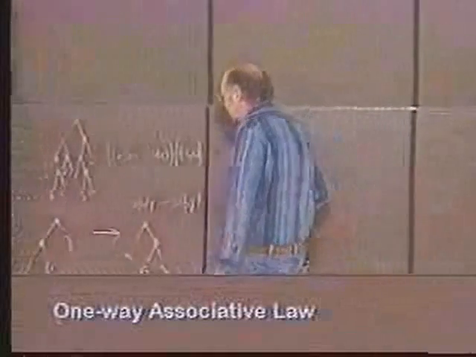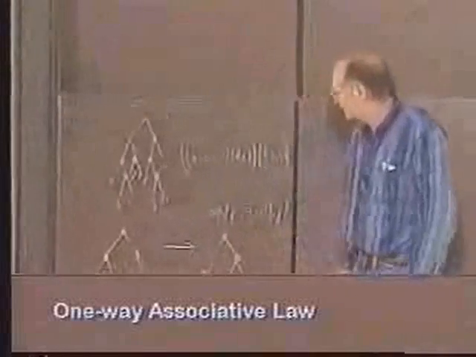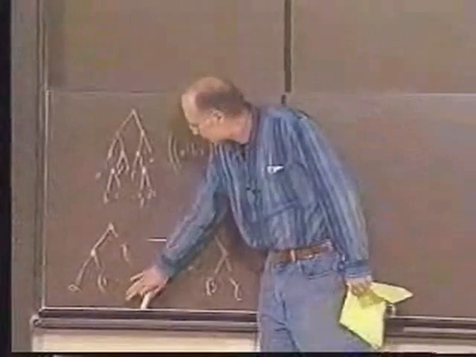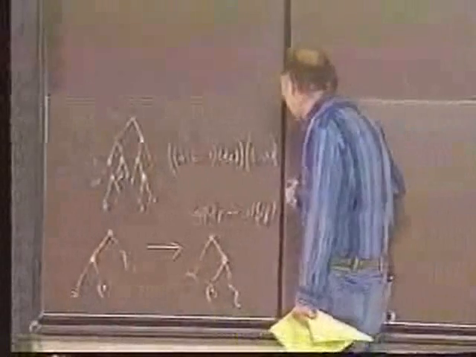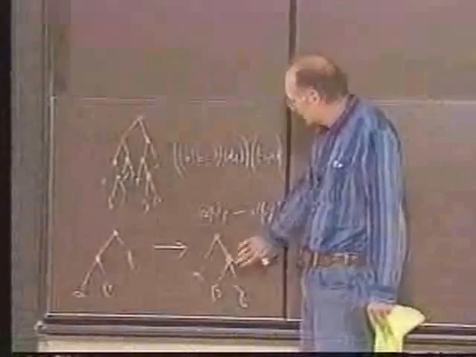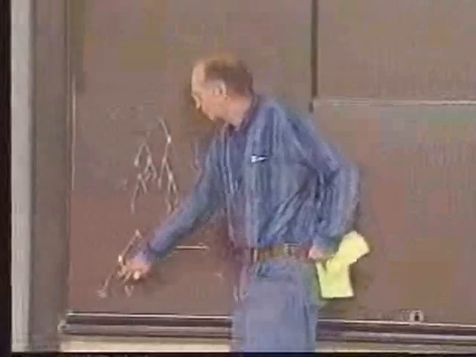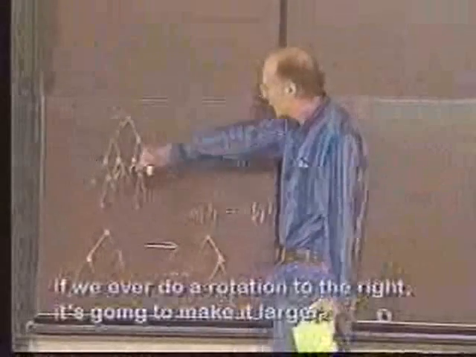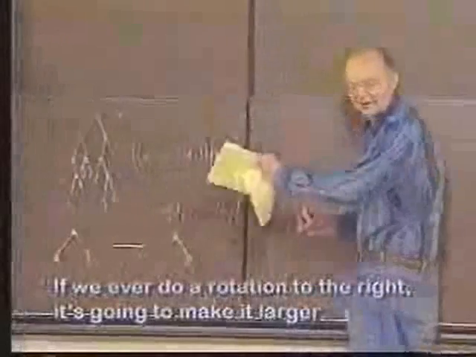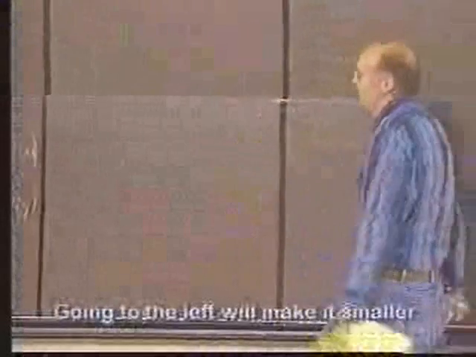Now, the interesting thing is when we talk about a one-way associative law. Instead of saying that the associative law is an equality, let's say that instead, with the arrow, there's a definite thing that this one we might say is unstable and wants to go to this one. Now this defines not an equality of expressions, but an inequality of expressions. In fact, I want to regard this one as larger than this one. We're going to define an ordering on binary trees where this one's going to be a small tree, this is going to be a large tree. And if we ever do a rotation to the right, it's going to make it larger. And then going the other way would make it smaller.